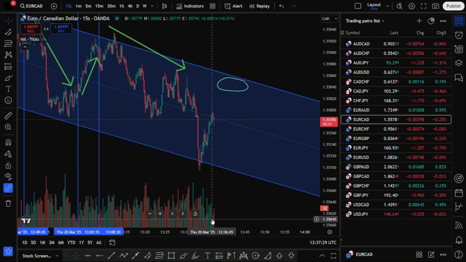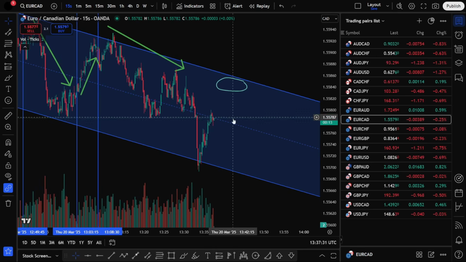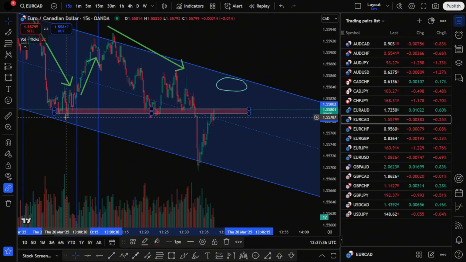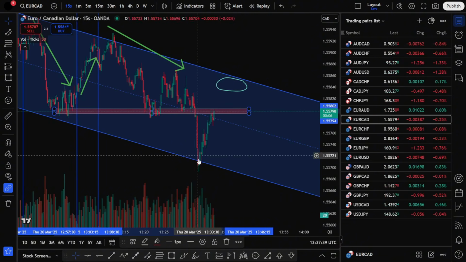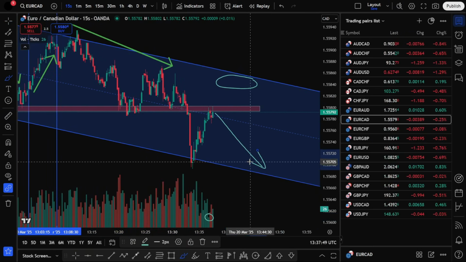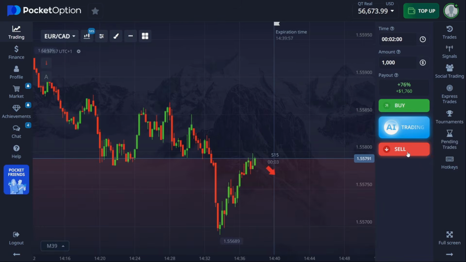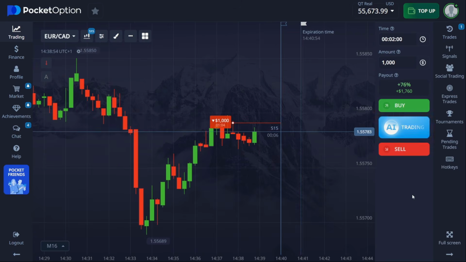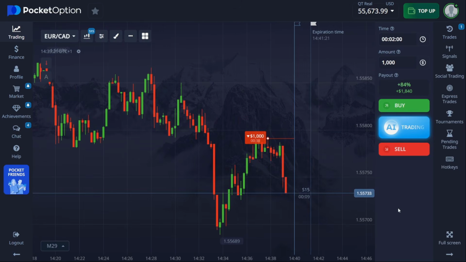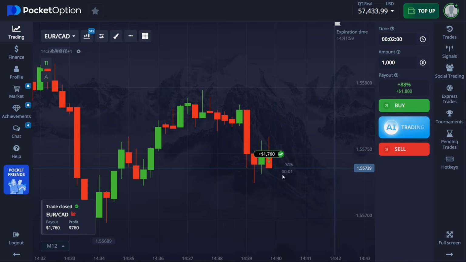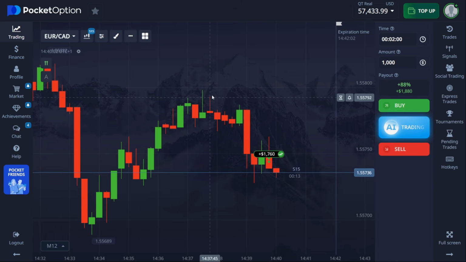And here it is. Volume just dropped and price touched resistance. This level has been strong resistance several times. Perfect timing. Let's go down. And there it is. We entered right at the top and got a solid win.